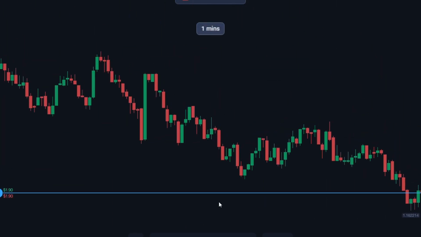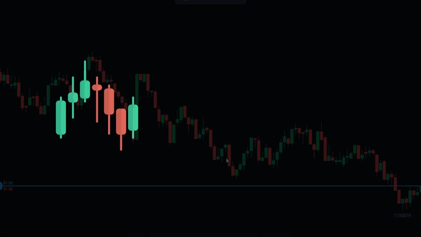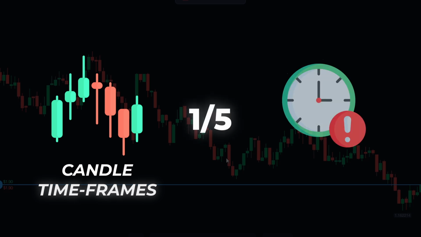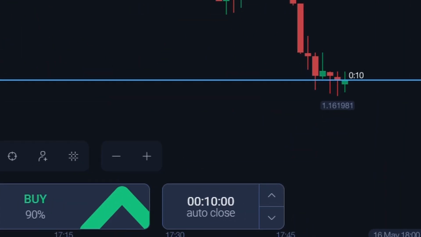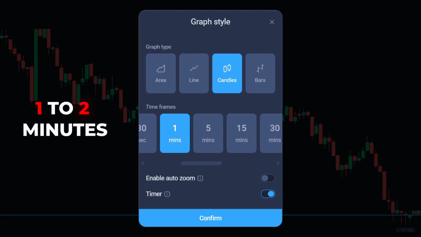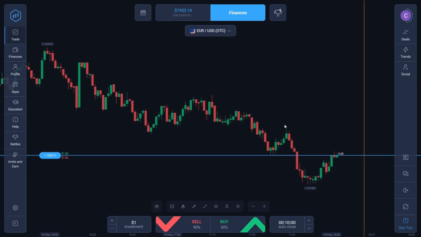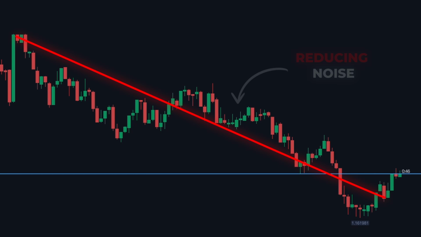A good rule you can follow is the 1/5 rule. Your candle timeframe should be around 1/5 of your trade duration. For example, if your trade duration is 10 minutes, your candle timeframe should be around 1 to 2 minutes. This gives you enough data to properly analyze the trend while also reducing noise.